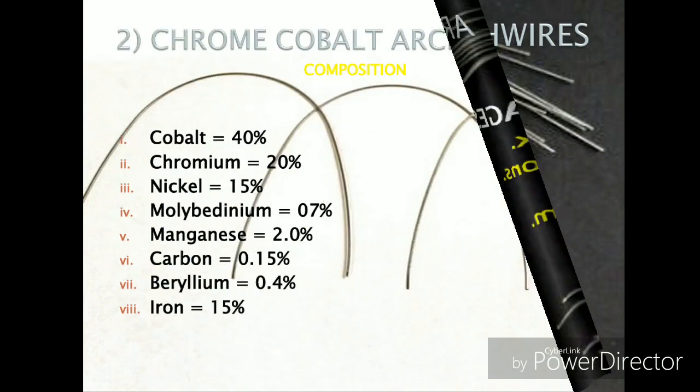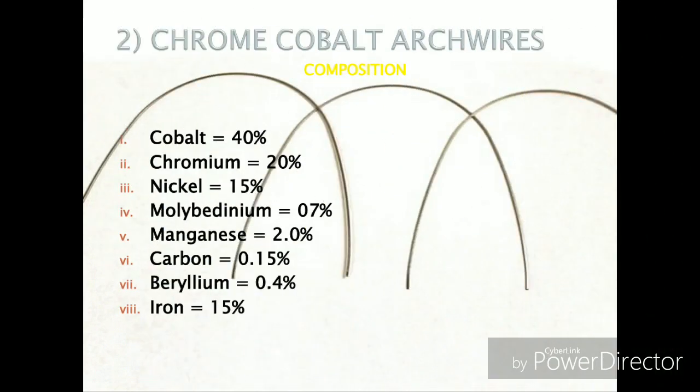Chrome cobalt is an ideal material for medical devices because it possesses the properties of being biocompatible, radio opaque, and non-magnetic. This alloy is used to make pacemakers, artificial heart valves, stents, and orthopedic wires.